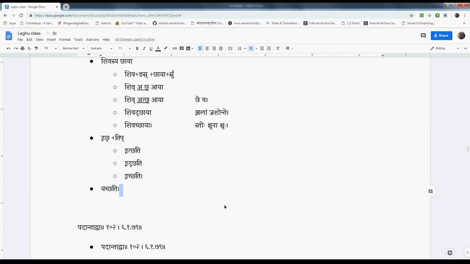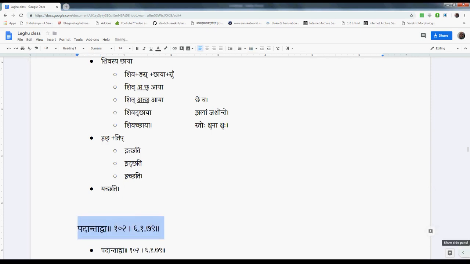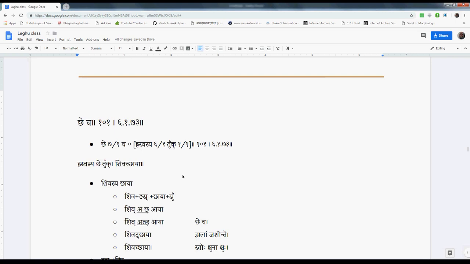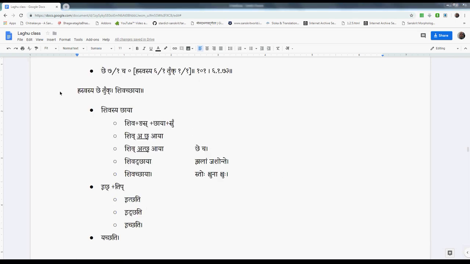What other sutra is there? Khari cha. Okay. So, the next sutra says Padantadva. Padantadva. So, 6179. This sutra was 6173. It is going six sutras later. What happened in between?